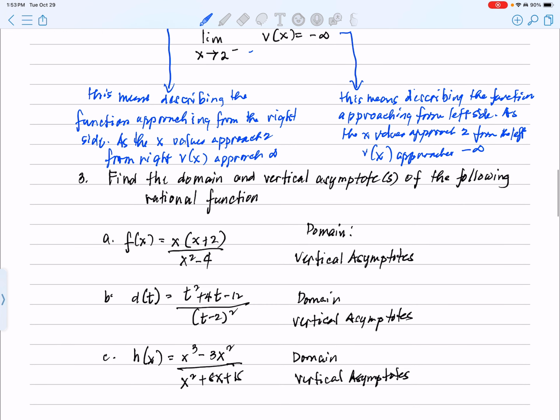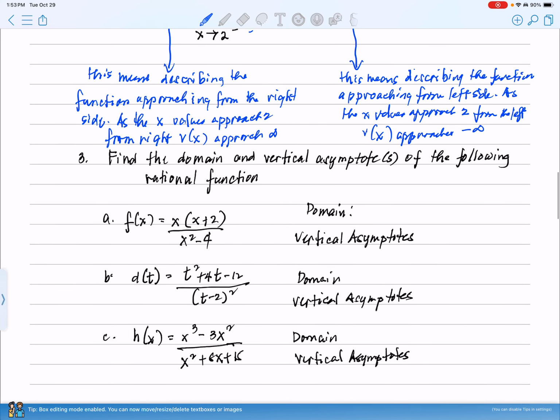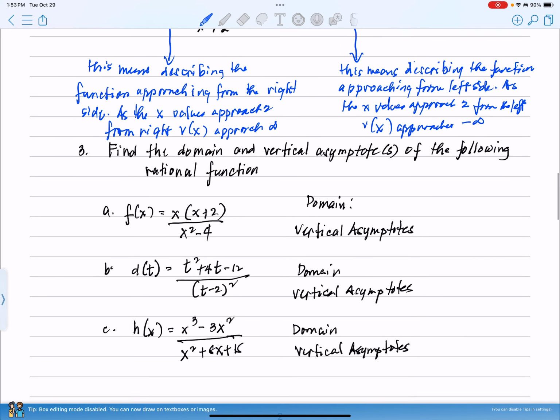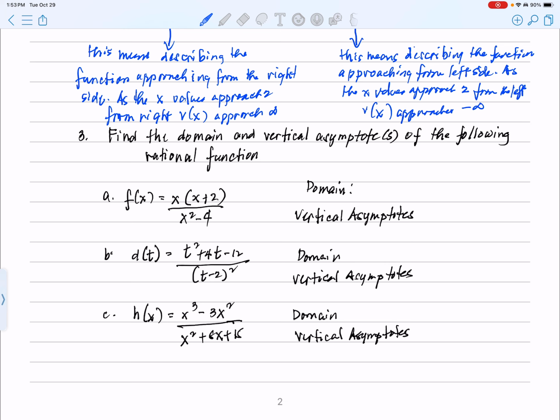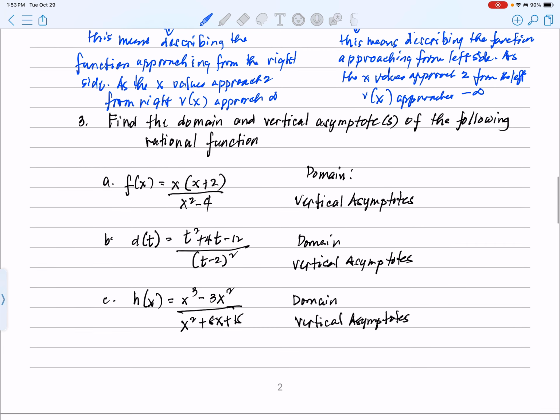Okay, let's do some kind of question right here. You are asked to find the domain and the vertical asymptote of the following rational function. So when we say domain, we have taken this up. Where are we going to look? We look at the denominator.